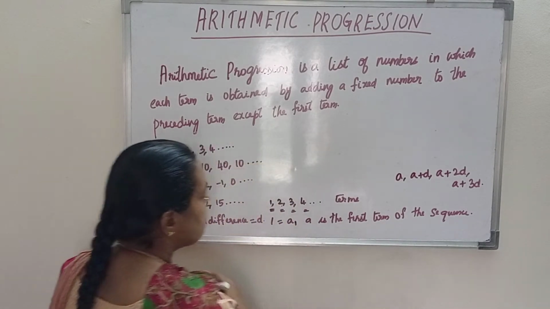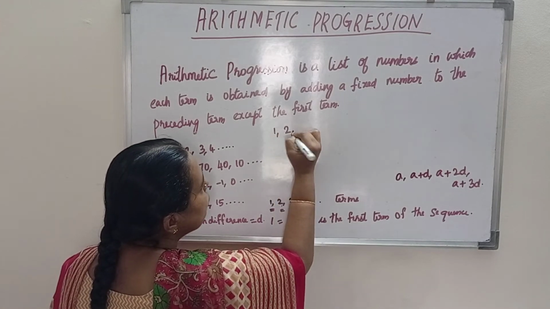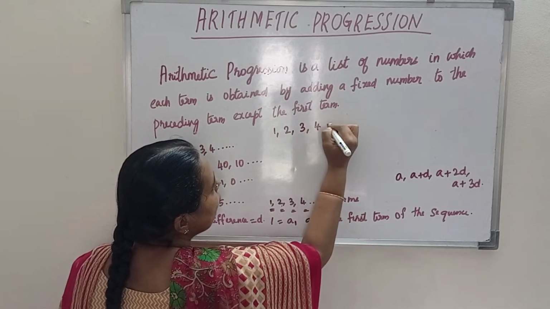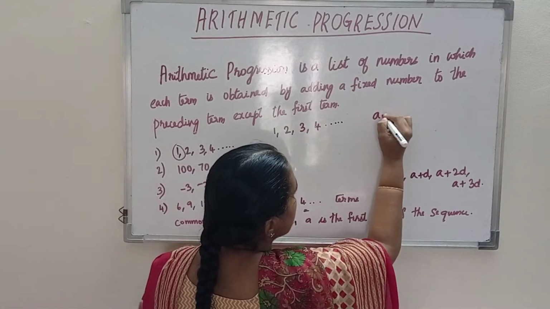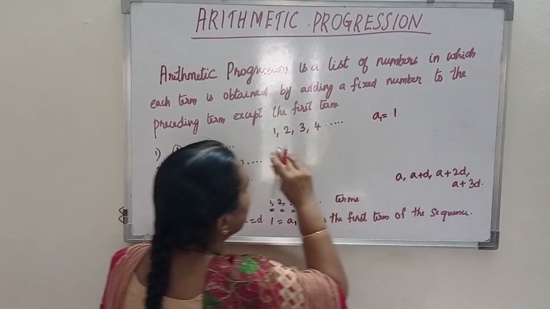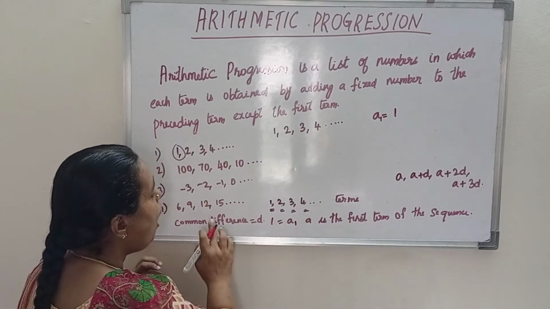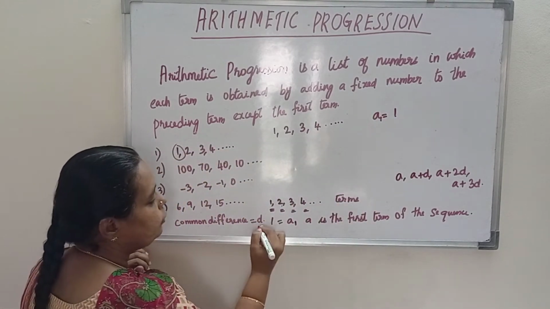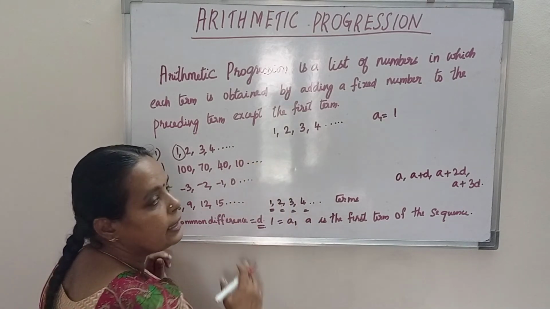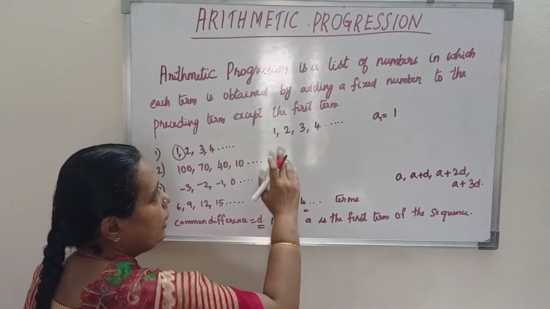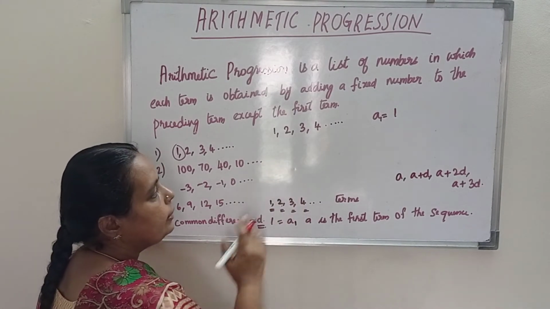So let's first consider this example: 1, 2, 3, 4. Now we know the first term, A1, is 1. How to find out the common difference? We have to find the common difference D to find out whether the sequence is in AP or not. If the common difference is not fixed, it is not in AP.